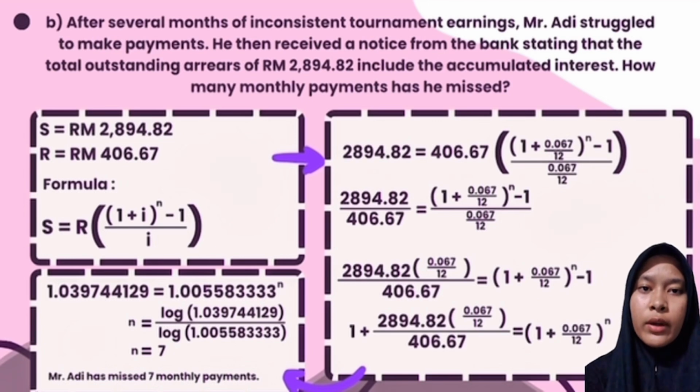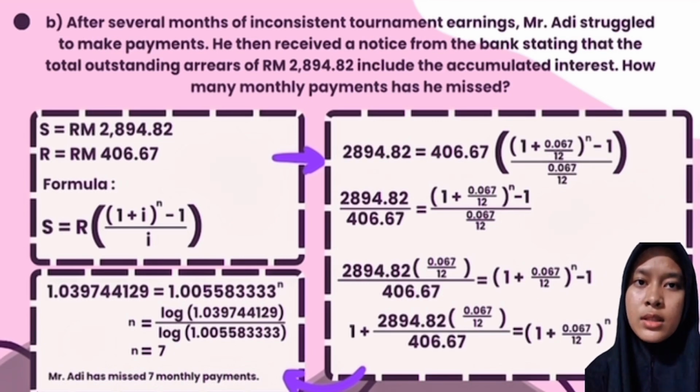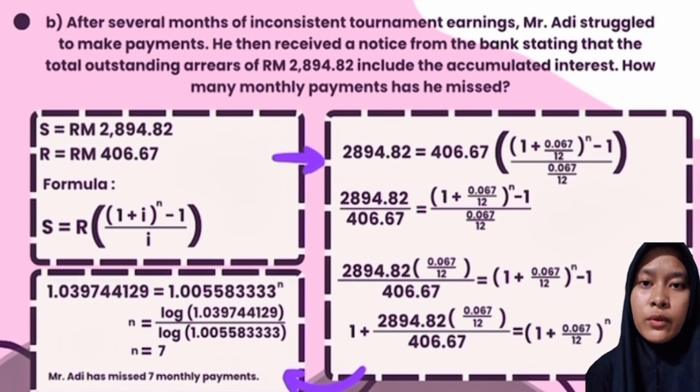We use the future value of annuity formula, so S, which is the total arrears, equals 2,819 ringgit 82 cents, and R, the monthly installment, equals 406 ringgit 67 cents. Then we substitute the values into the formula. 2,819.82 equals 406.67 open bracket (1 plus 0.067 over 12) to the power of n minus 1, divided by 0.067 over 12, close bracket.